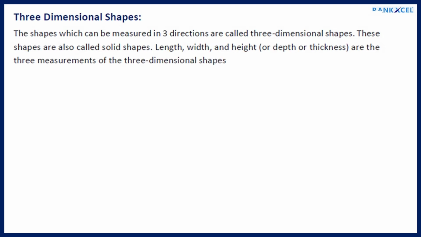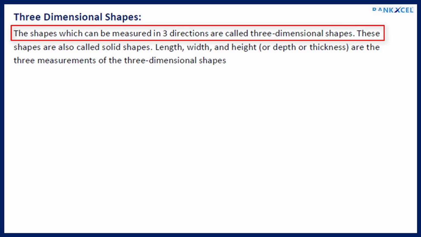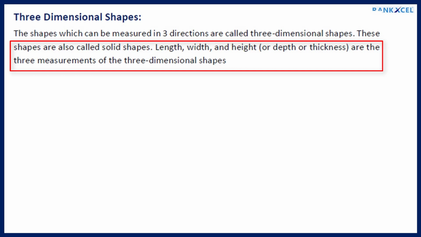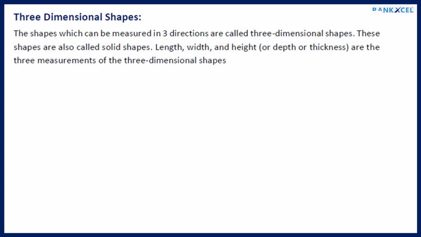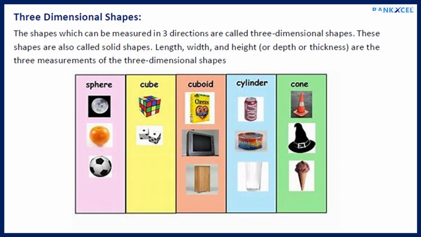Three-dimensional shapes. The shapes which can be measured in three directions are called three-dimensional shapes. These shapes are also called solid shapes. Length, width, and height, or depth or thickness, are the three measurements of three-dimensional shapes. Some of the 3D shapes around us.